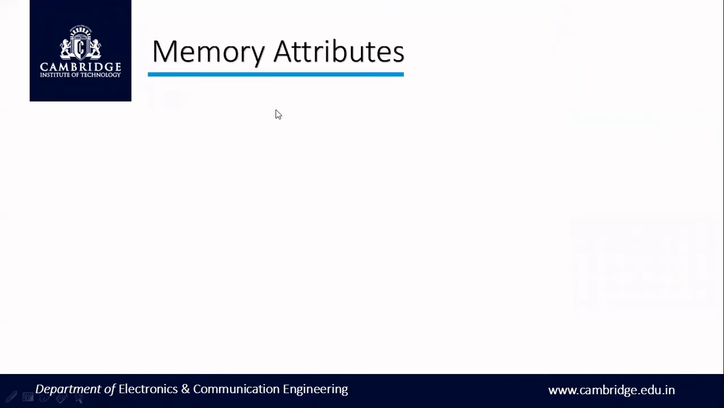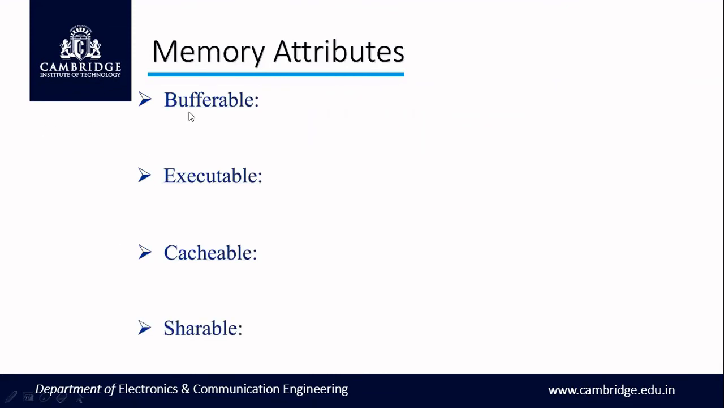Now coming to the memory attributes, there are 4 memory attributes for the Cortex-M3 processor: bufferable, executable, cacheable, shareable. Bufferable means write to memory by a write buffer. A write buffer is a buffer which is used to hold data that has been written from the cache memory to the main memory. So this attribute basically speaks about whether you're able to write the data and buffer it using the write buffer in your particular memory region.